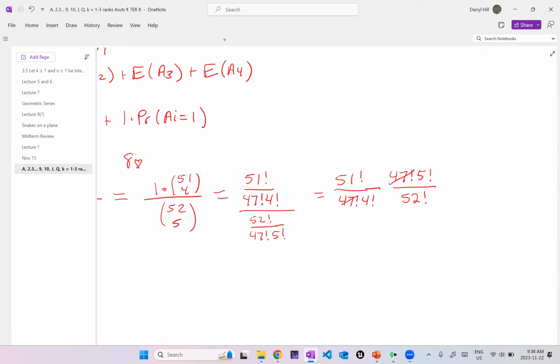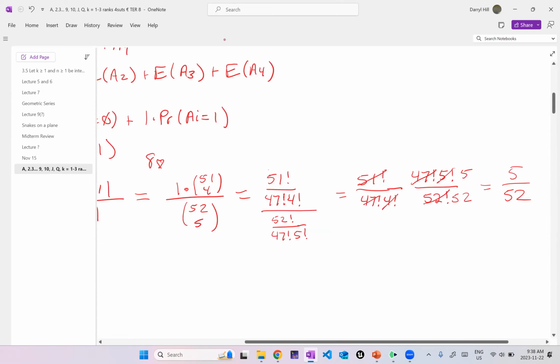Great, this cancels out, except for this factor of 52. And this cancels out except for this factor of 5. So this is 5 over 52. Okay. Questions so far? All right. Not quite as bad as the other one. Not great.